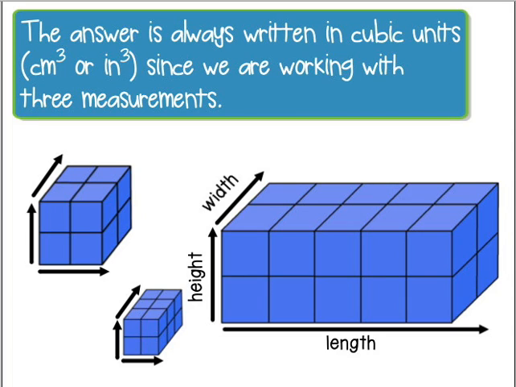Now we always write our answer in cubic units, which means centimeters cubed or inches cubed, because we're multiplying three measurements. So if we think about area, we always use squared because we're multiplying two measurements. Well, with volume, we're multiplying three measurements, and so we always use cubed in our answer.